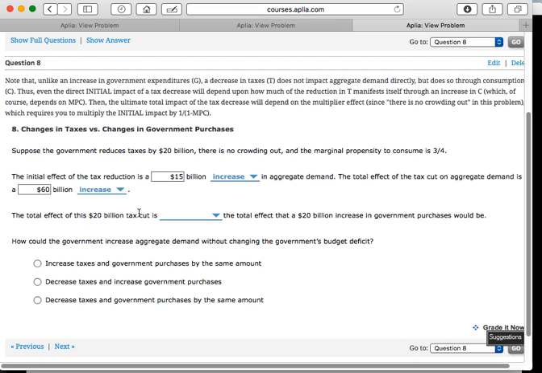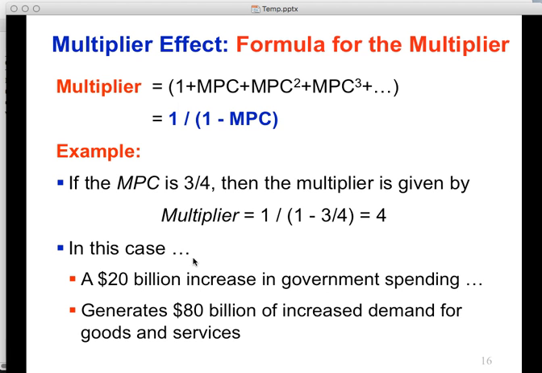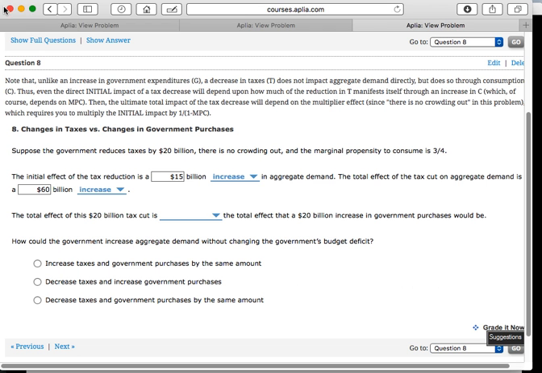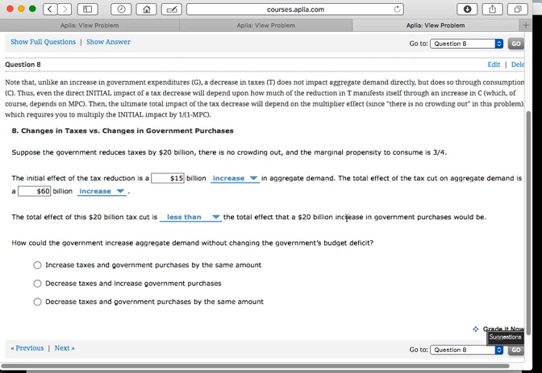Now the total effect of this 20 billion tax cut is less than or greater than the total effect that a $20 billion increase in government purchases would be. Well, conveniently enough, look, with the multiplier of 4, a $20 billion increase in government spending generates $80 billion of increased demand for goods and services. So therefore, the total effect of this 20 billion tax cut is less than the total effect that a $20 billion increase in government purchases would be. Because, again, if you spend 20 billion in government purchases, it goes right into aggregate demand. It doesn't get dampened or reduced by the marginal propensity to consume. It goes right into aggregate demand, right?